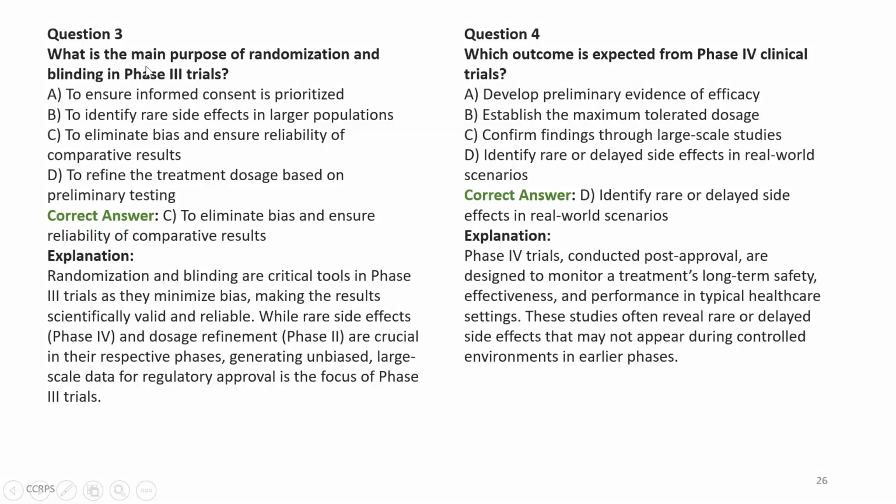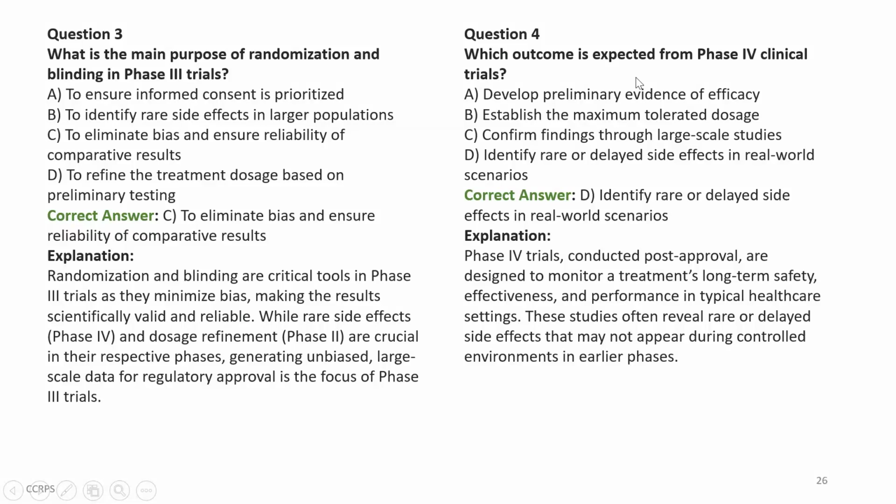Question 3. What is the main purpose of randomization and blinding, double blinding, in Phase 3 trials? In order to minimize or avoid bias. So C, to eliminate bias and ensure reliability of comparative results, as randomization and blinding are critical tools in Phase 3 trials as they minimize bias, making the results scientifically valid and reliable.